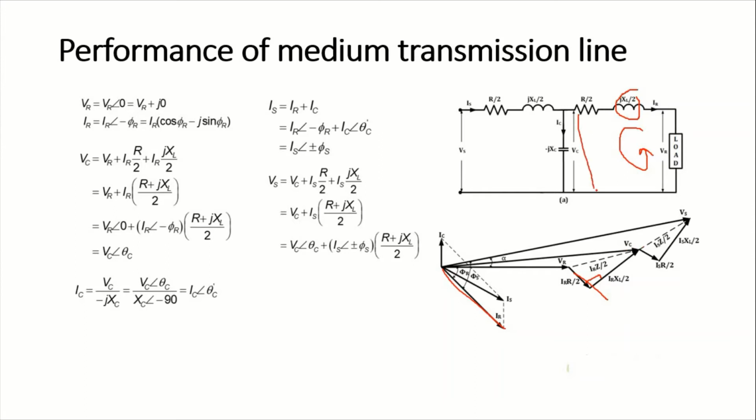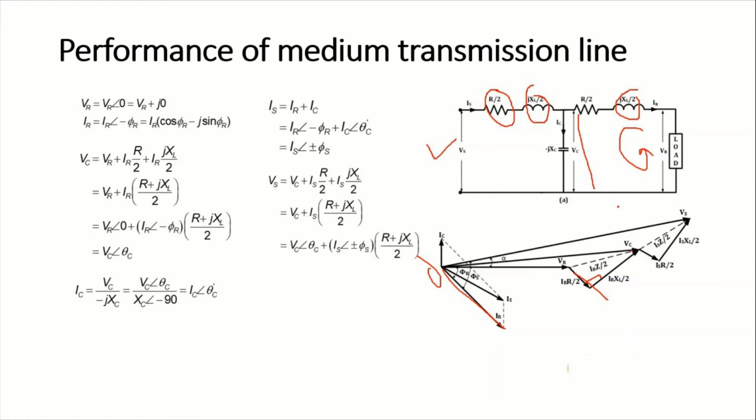This voltage VC we get by connecting this point and this point, from 0 to this point we connect a line and we get the voltage value VC. Now we have to find the voltage VS. So again, the voltage drop across this resistance and this series inductive reactance can be added like this.